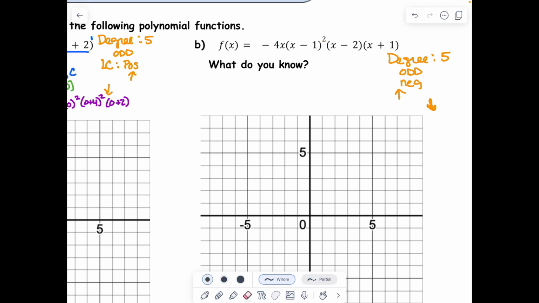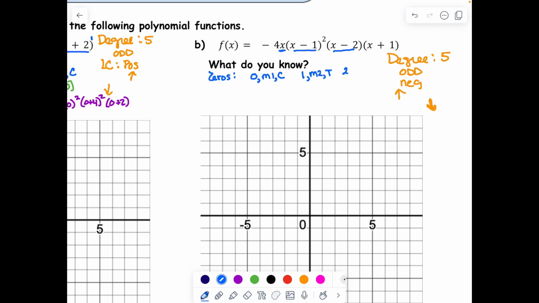Now we're going to look at zeros and what happens at those zeros. This one has a zero of 0 and it has multiplicity 1, so it's going to cross because it's odd. This one is 1. It has multiplicity 2, which is even, so it's going to touch.